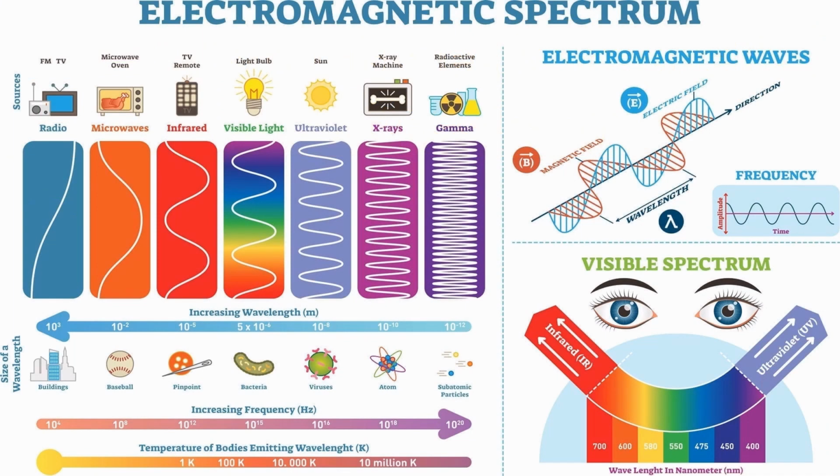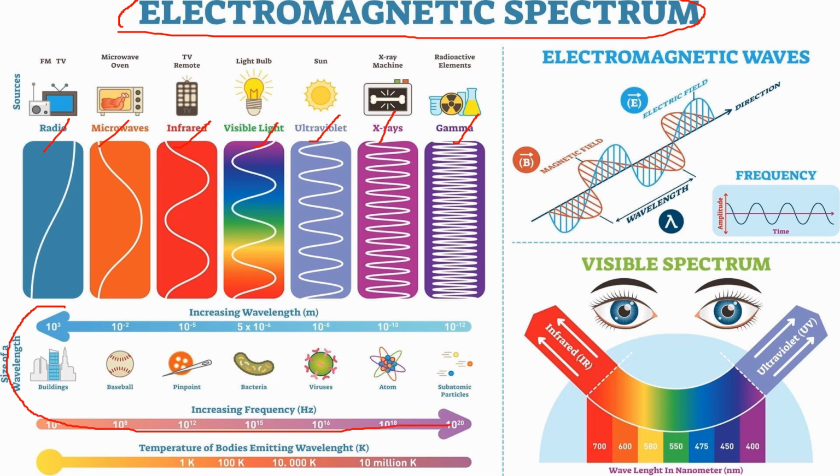Para mas madaling maintindihan, ito yung picture ng electromagnetic spectrum. Ang electromagnetic spectrum ay binubuo ng iba't ibang electromagnetic radiation. At yung mga electromagnetic radiation na yon ay yung radio waves, microwaves, infrared, visible light, ultraviolet, X-rays, at gamma rays. Ngayon, may reason bakit ganyan yung pagkakasunod-sunod niyan. Nakaayos yan based sa kanilang wavelength or sa laki ng kanilang wavelength.